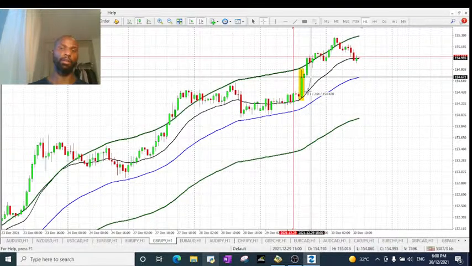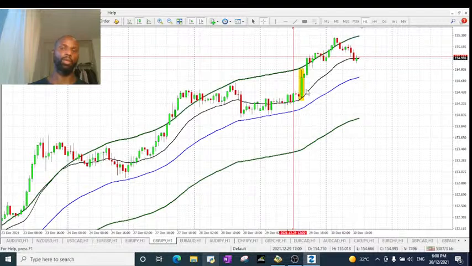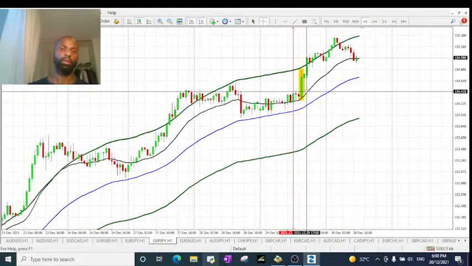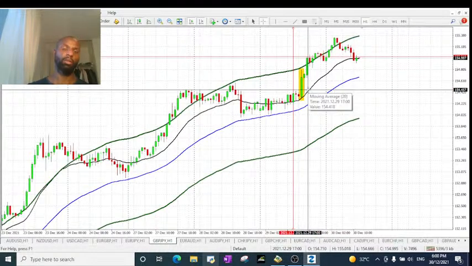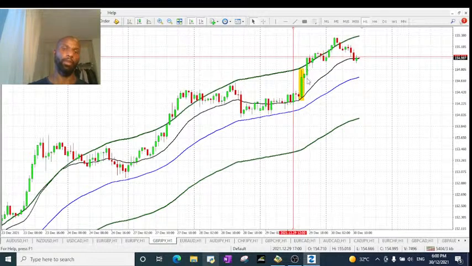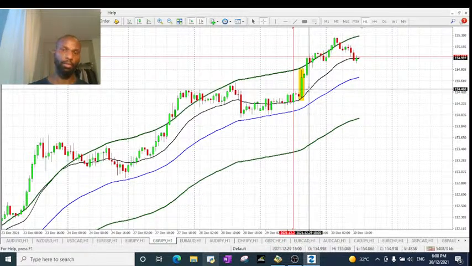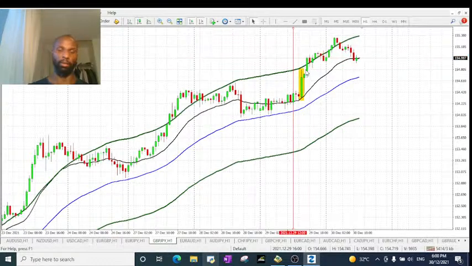Wait for a pullback somewhere here. Took the trade. Within a few minutes, boom, 30 something pips. Close the trade. Yeah, it's true, the trade kept going. I don't care. I've taken my piece. Took it all the way to this high. 32, 33 pips. Bang. Beautiful.